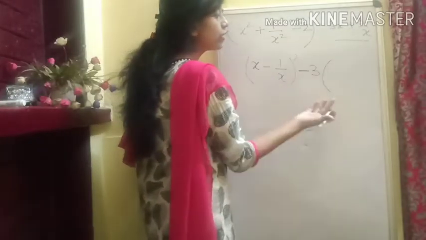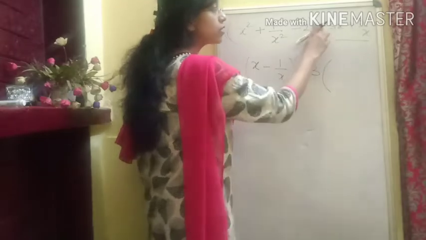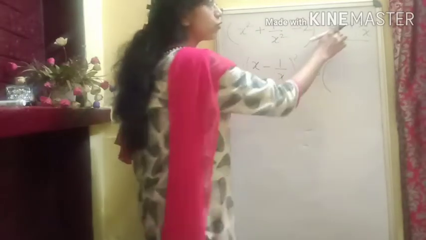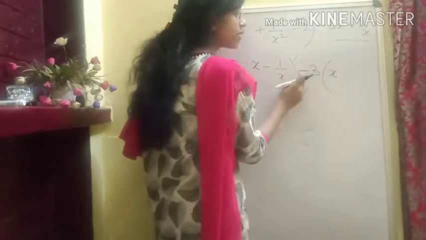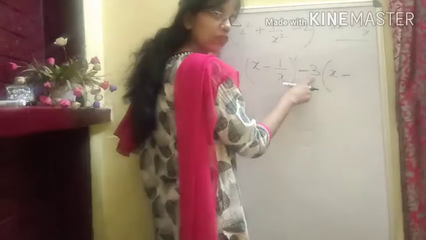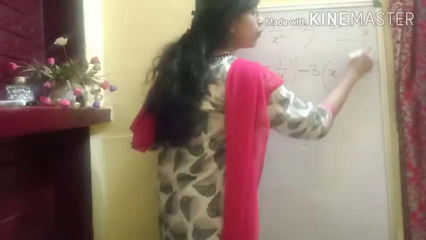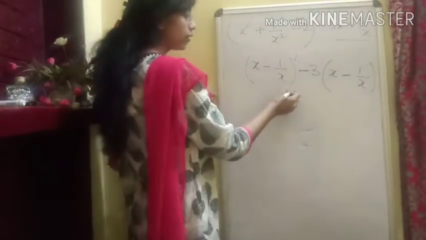Now we are left with the first bracket. Since we have taken minus common, this minus is already plus now, so this x, and as minus is common, this plus will now become minus. 3 we have taken common, so we are left with 1 here. So what is left? 1 upon x. Is it clear?